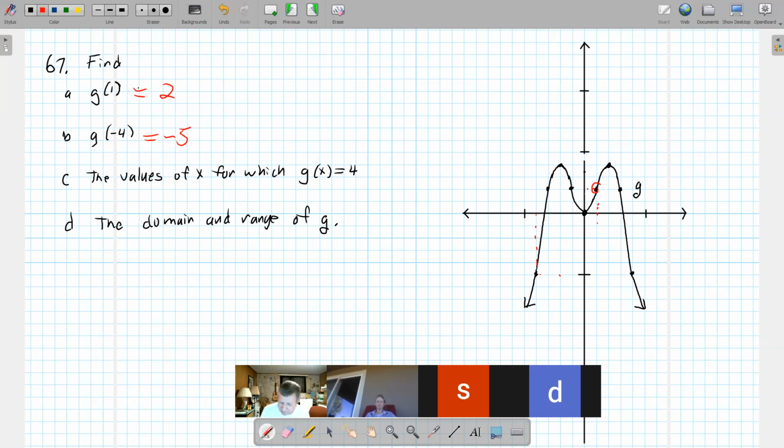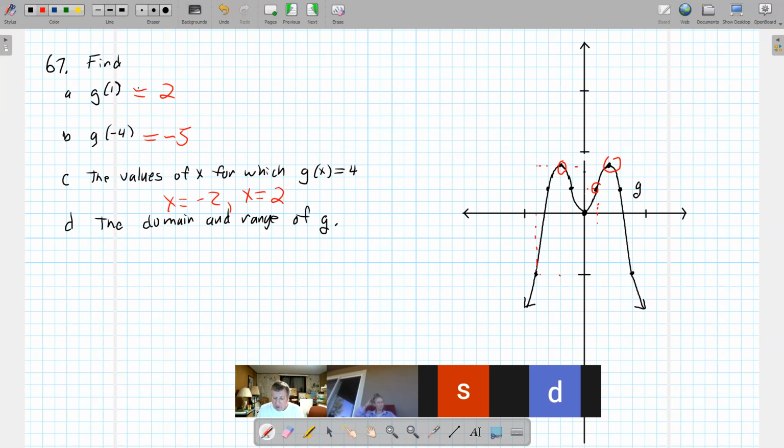Negative 5. Okay. The values of x for which g of x is 4. Oh, that's up here. G of x is 4. Let's see, that's right there, and then right there, which is what? X is negative 2, x is positive 2. Those two inputs have an output of 4.